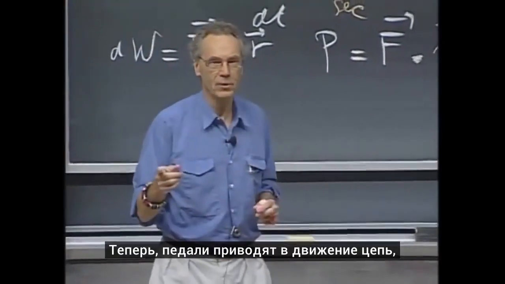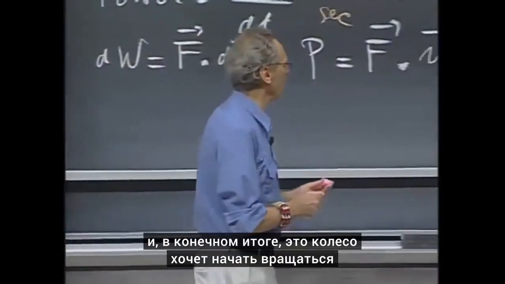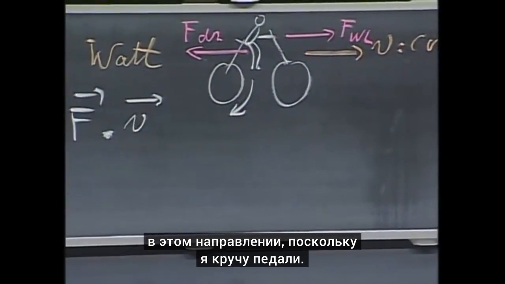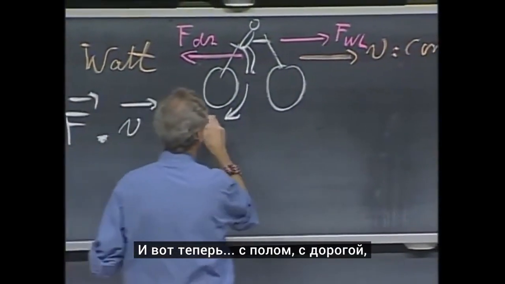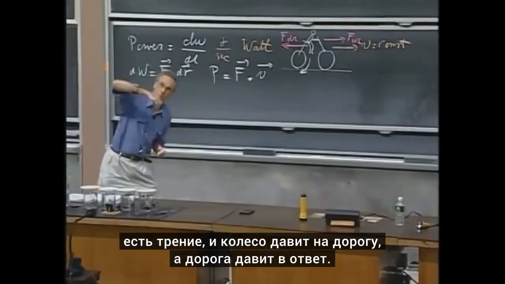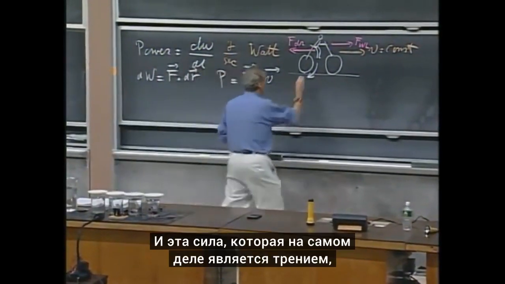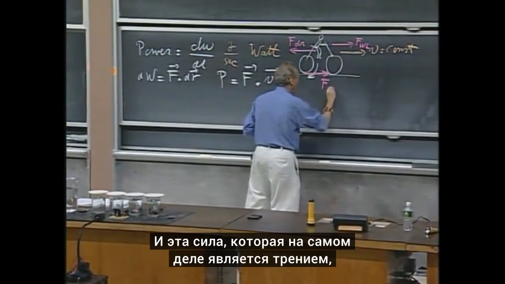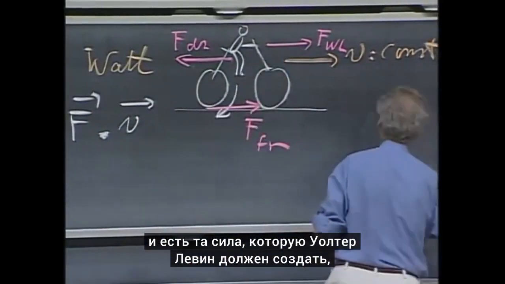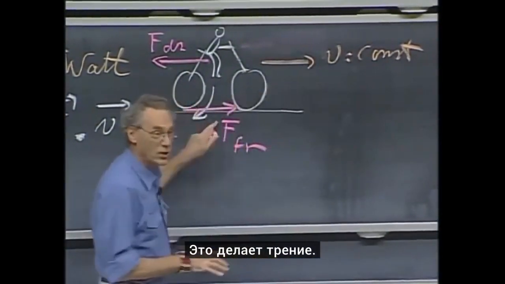Now the pedals push on the chain, and the chain pushes on the wheel, and ultimately this wheel wants to start rotating in this direction because of my pedaling. And now here with the floor, with the road, there is friction. So the wheel pushes onto the road, and the road pushes back. Action equals minus reaction. And it is that force, which is really the friction, that is the force that Walter Lewin has to come up with in order to make sure that he can go with a constant speed. It's the friction that does it.